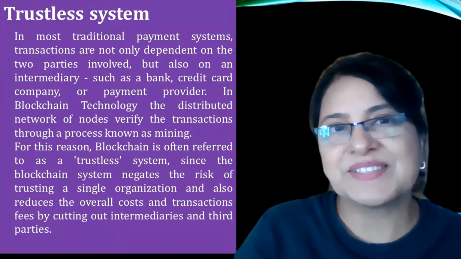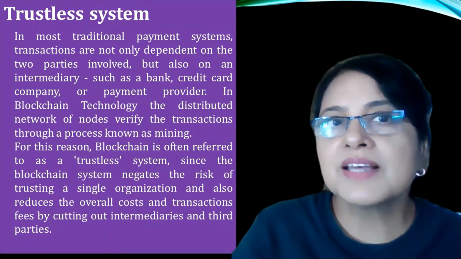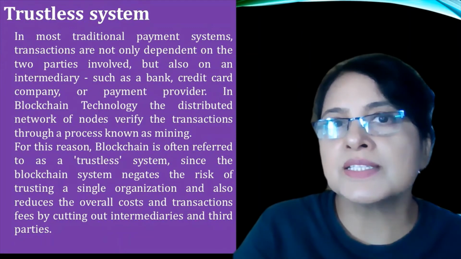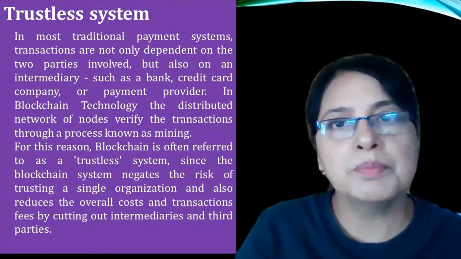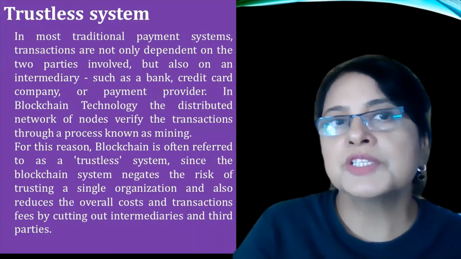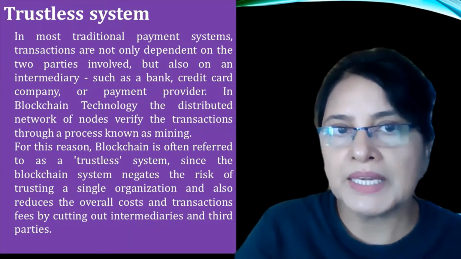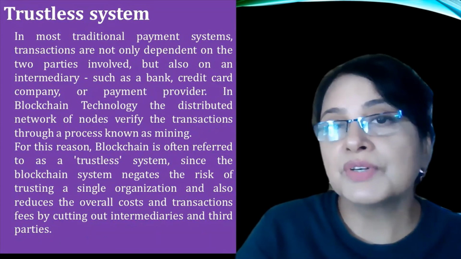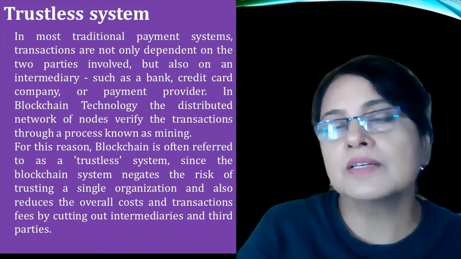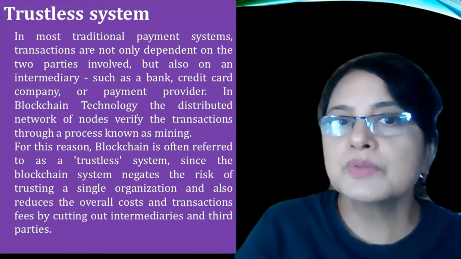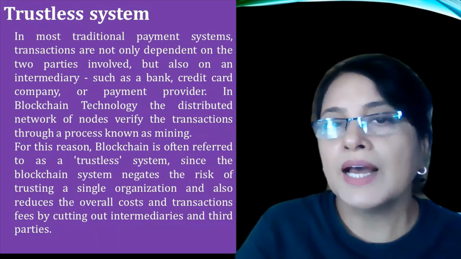It's a trustless system. Now, that means that unlike most traditional payment systems where transactions are dependent on two parties and also an intermediary is required, like a bank or a credit card company or a payment provider. In blockchain technology, the distributed network of nodes verify the transactions through a process known as mining. For this reason, blockchain is referred to as a trustless system, since the blockchain negates the risk of trusting a single organization and also reduces the overall costs and transaction fees by cutting out the intermediaries and third parties.